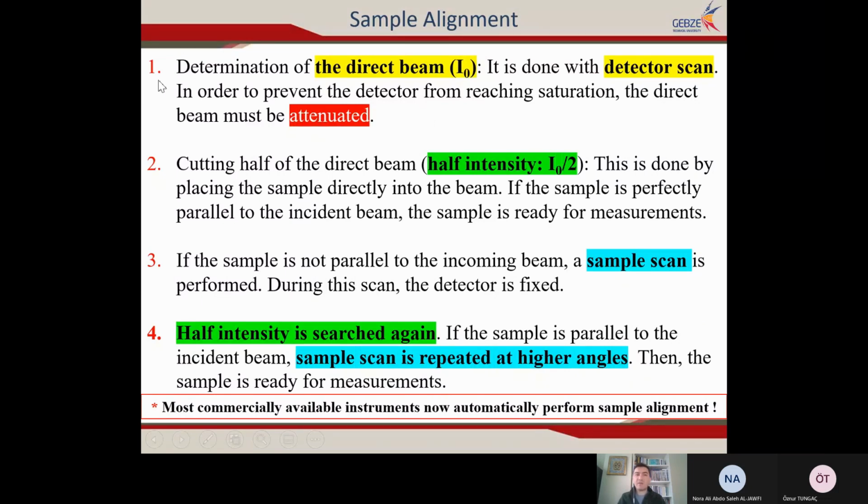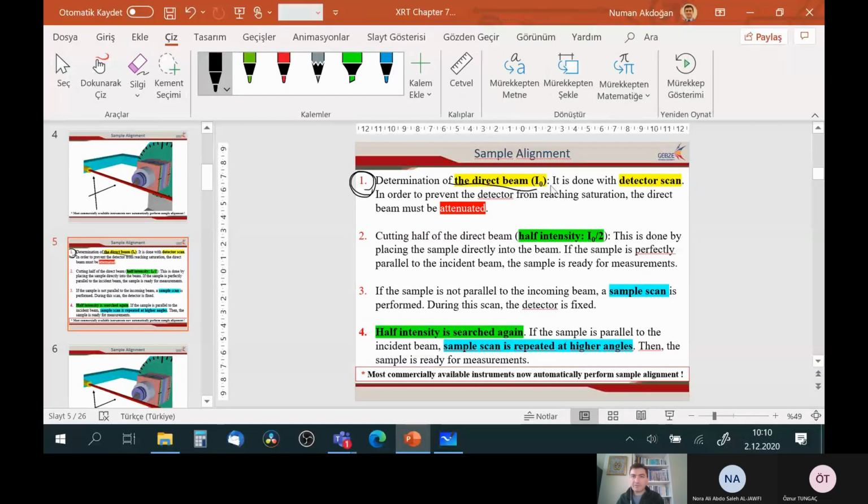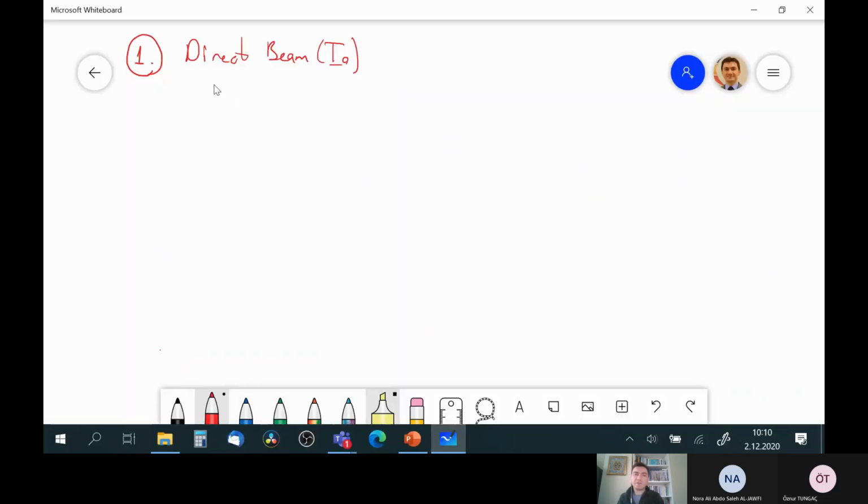The first step is the determination of the direct beam. So how to do that? It is done with a detector scan. So how to determine the direct beam by performing a detector scan. So what is the meaning of this? Here we have an X-ray source on the right side. Let's consider the X-ray source. And here we have a detector. This is the active area of the detector.